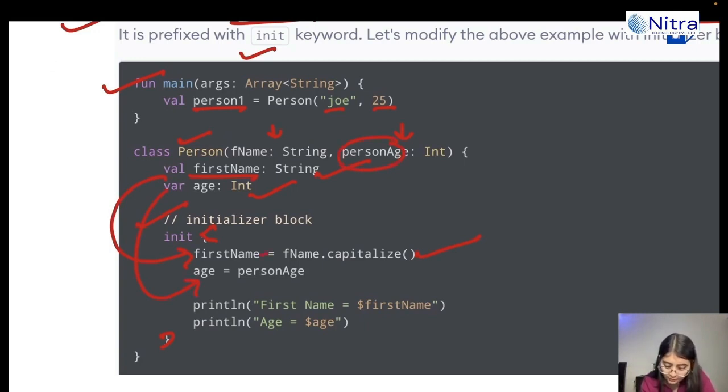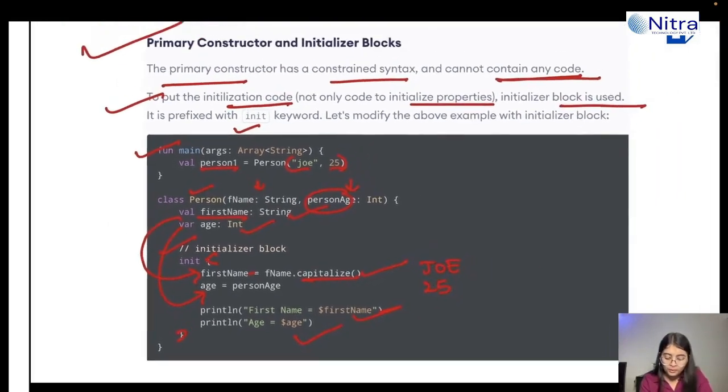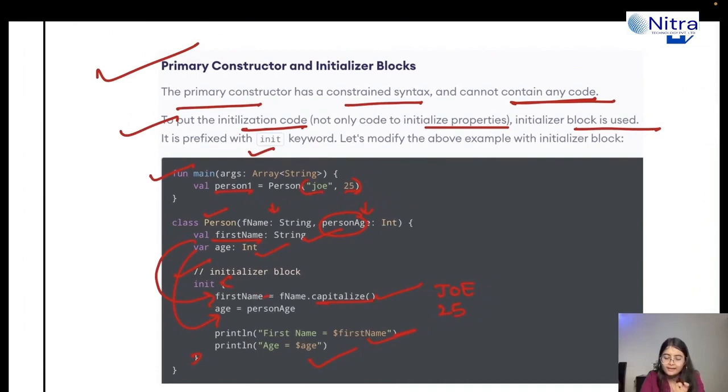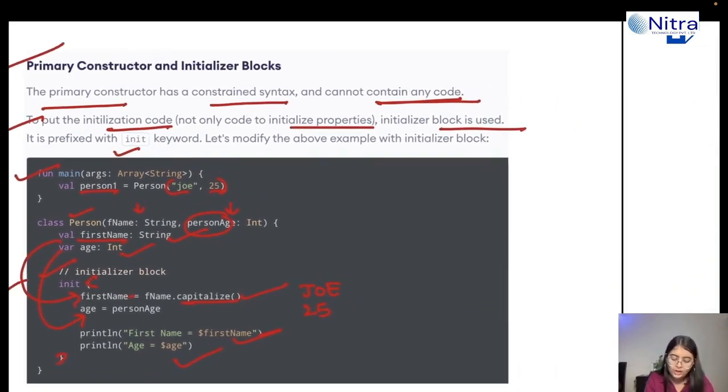So the value of first name will be, assuming this is the value, Joe with a capital letter because we are capitalizing here, and 25, right? And if you print here, obviously you will get the value which we passed. Perfect. So it is the example of the initializer block init. If you want to initialize something, not only initialization, you can do much more than that. You can use the init block, because we saw that the freedom given to the primary constructor is quite constrained, right? So you can use the init blocks as well.